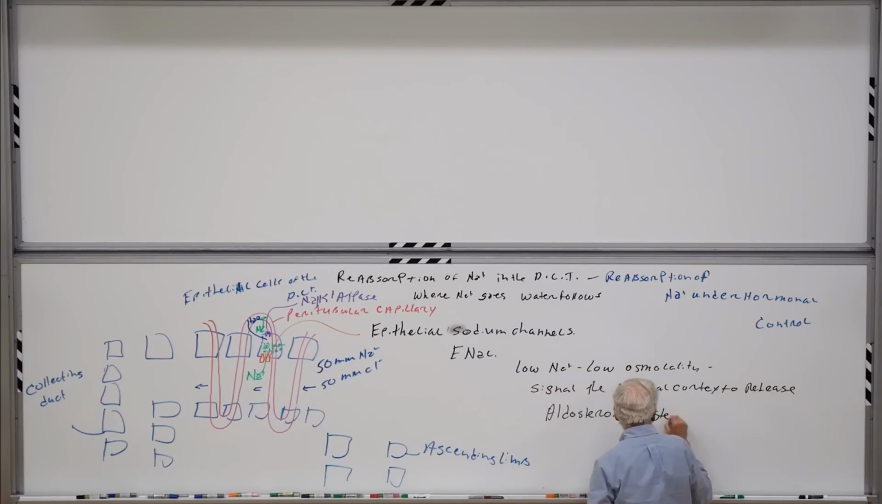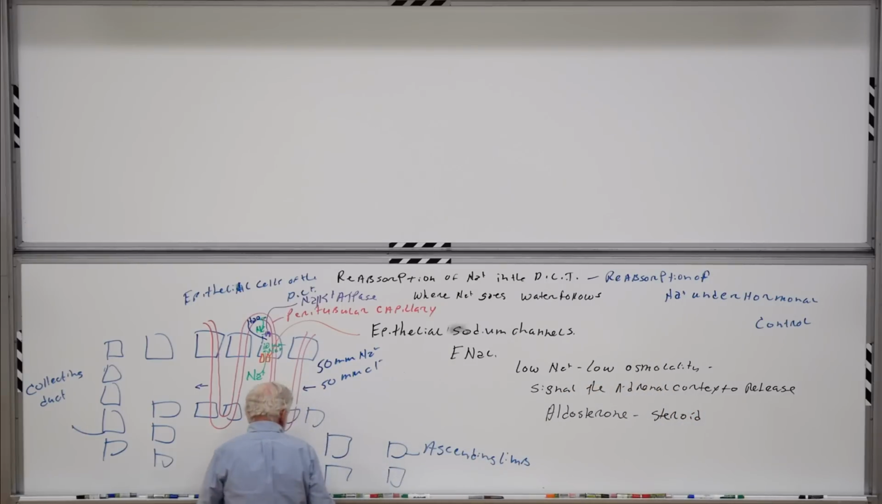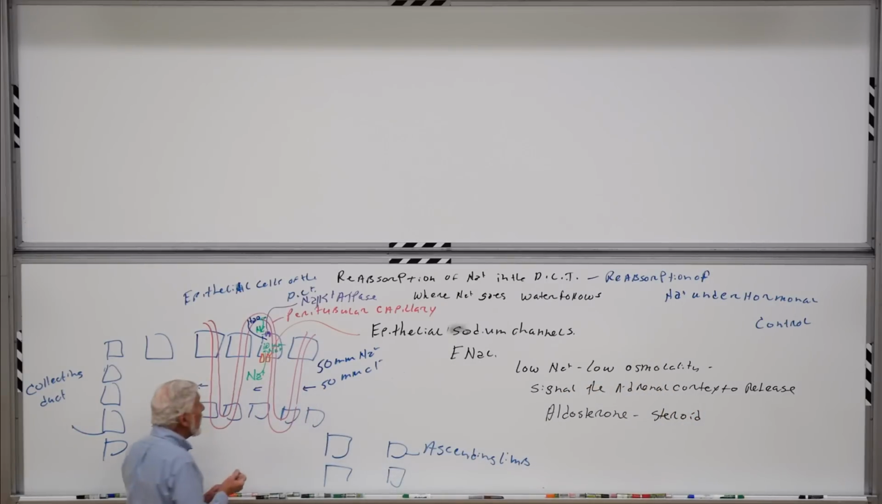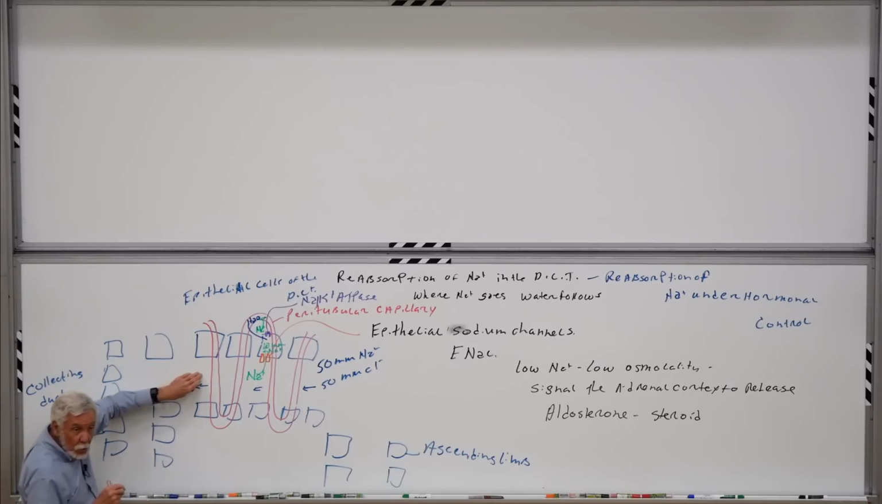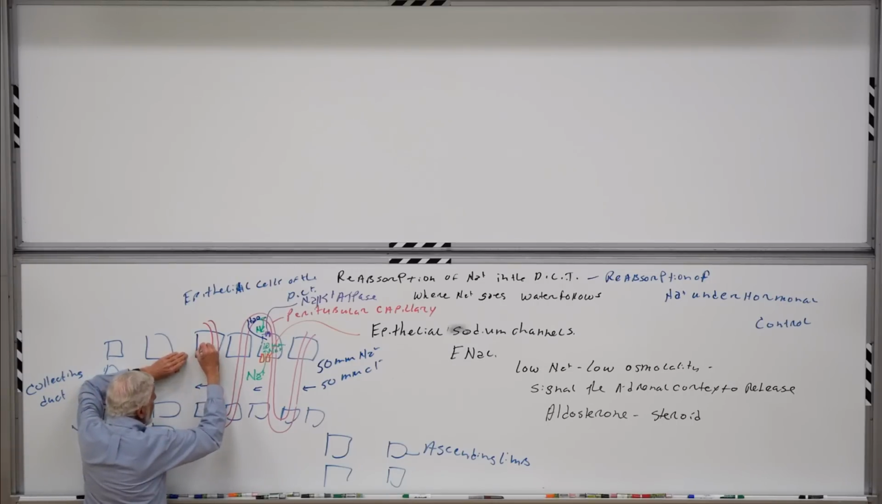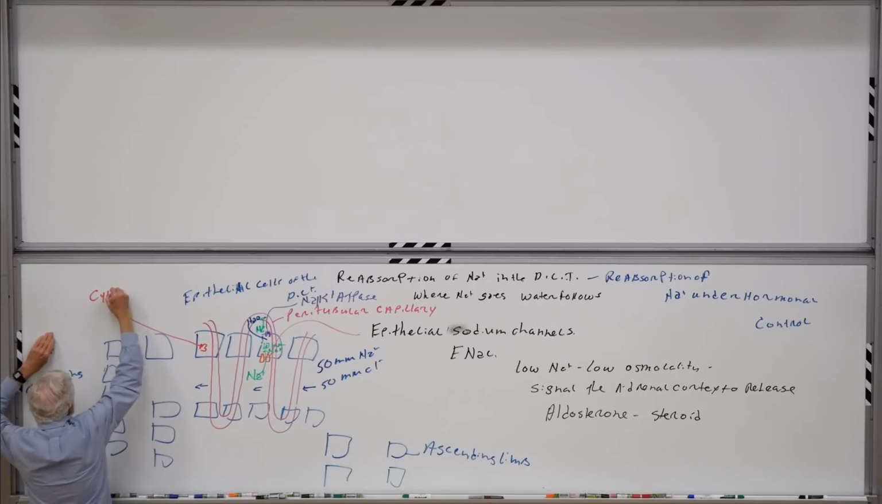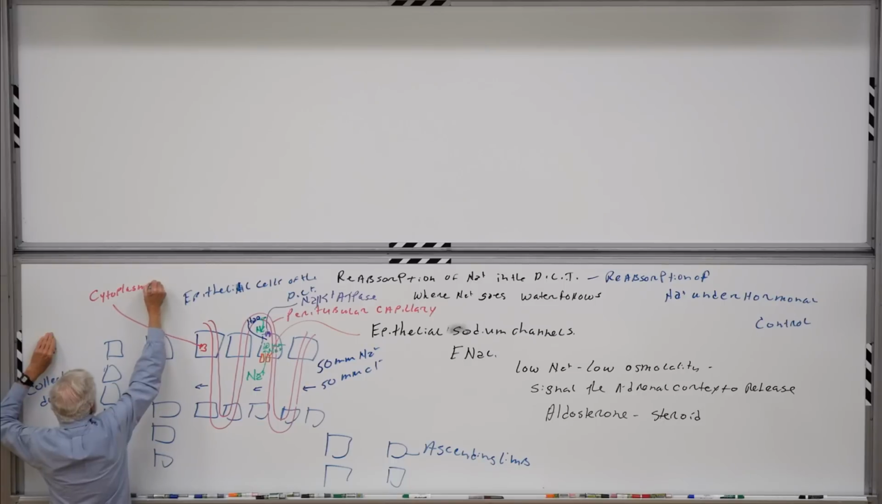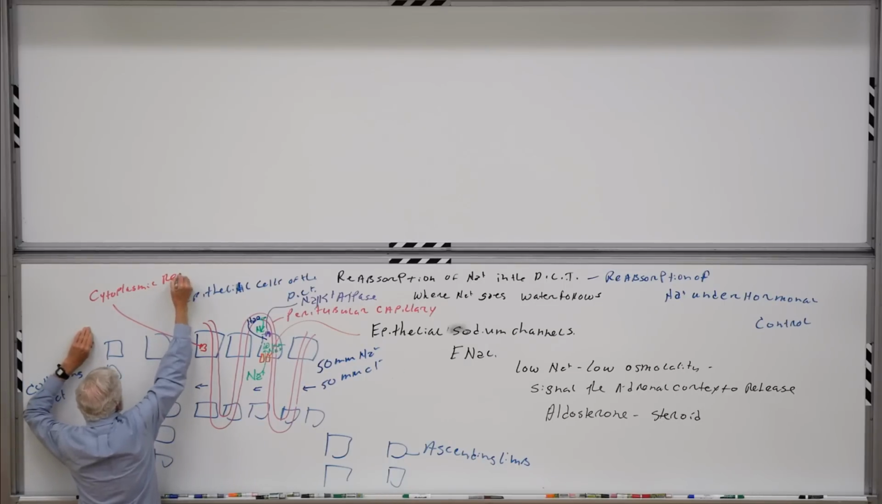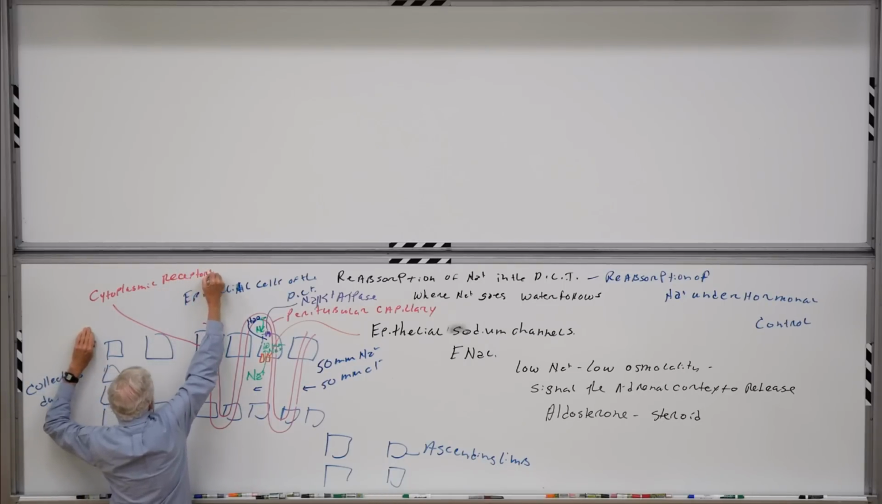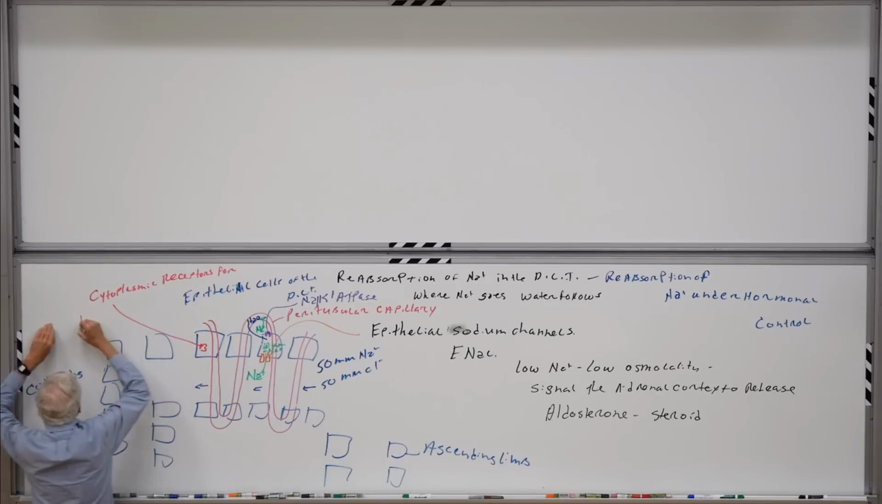Aldosterone is a steroid hormone. So one of the characteristics of these epithelial cells located out here in the distal convoluted tubule is there will be cytoplasmic proteins. These are cytoplasmic receptors for aldosterone.